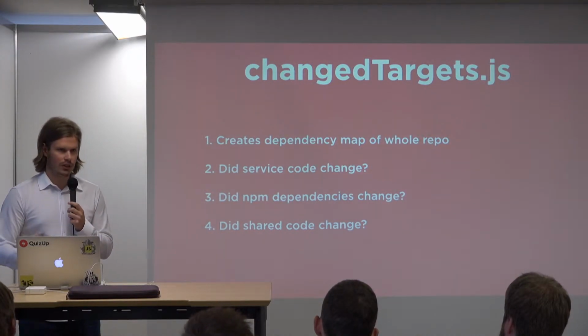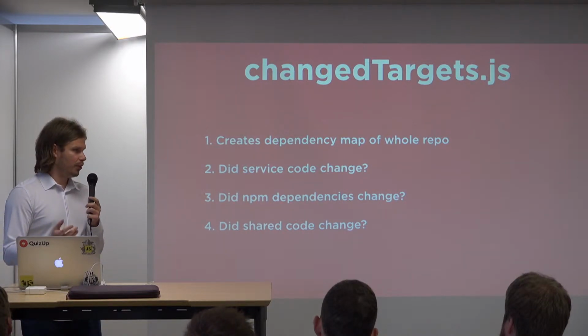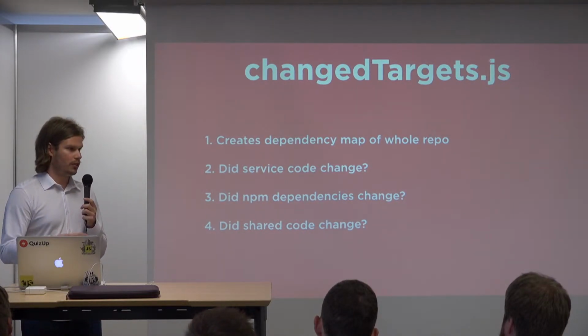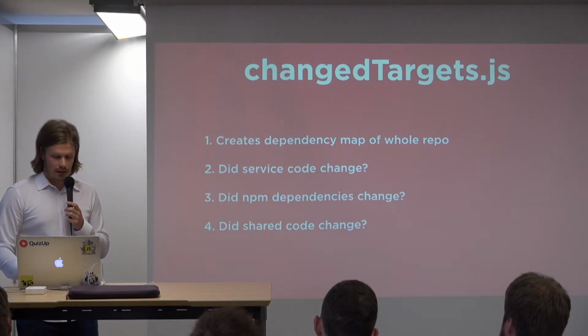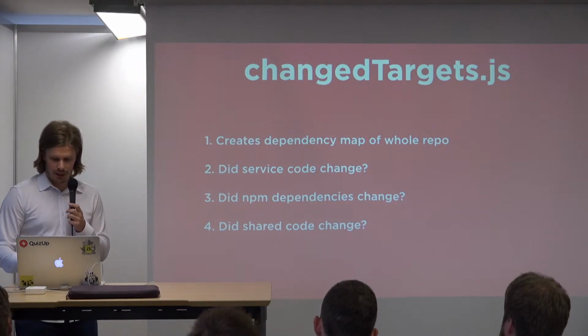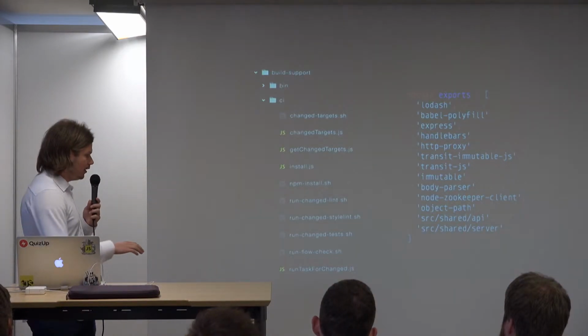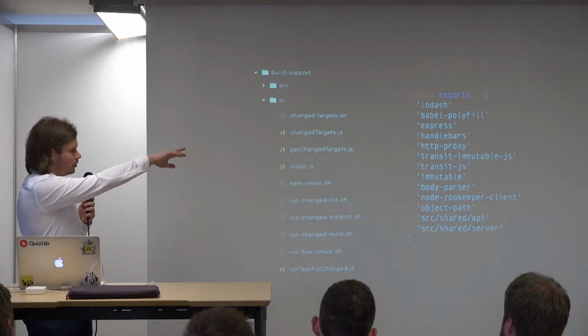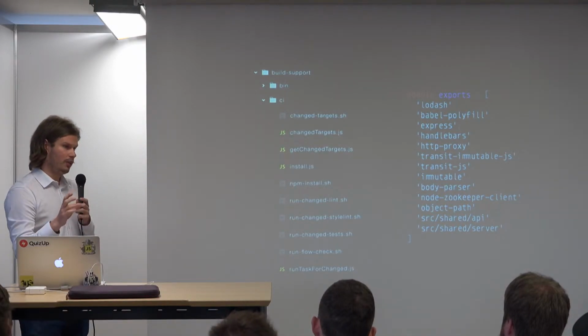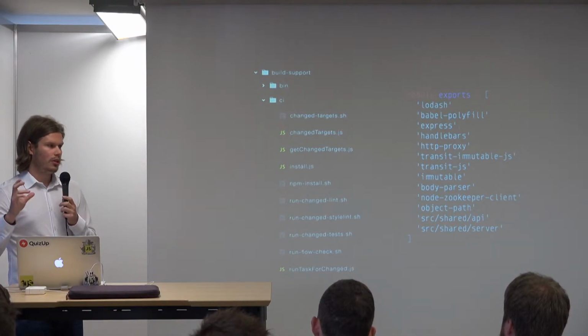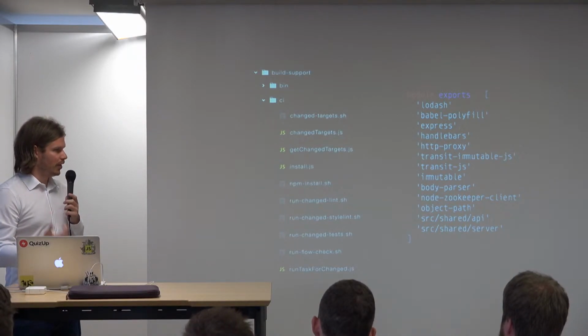So if we, for example, update React Date Picker, there's only one service that depends on it, so the others won't get touched. And lastly, we check did any shared code change, because as you can see here, Jarvis depends on our shared server. So if we update our boilerplate for the server, we want to deploy all services that depend on that one.